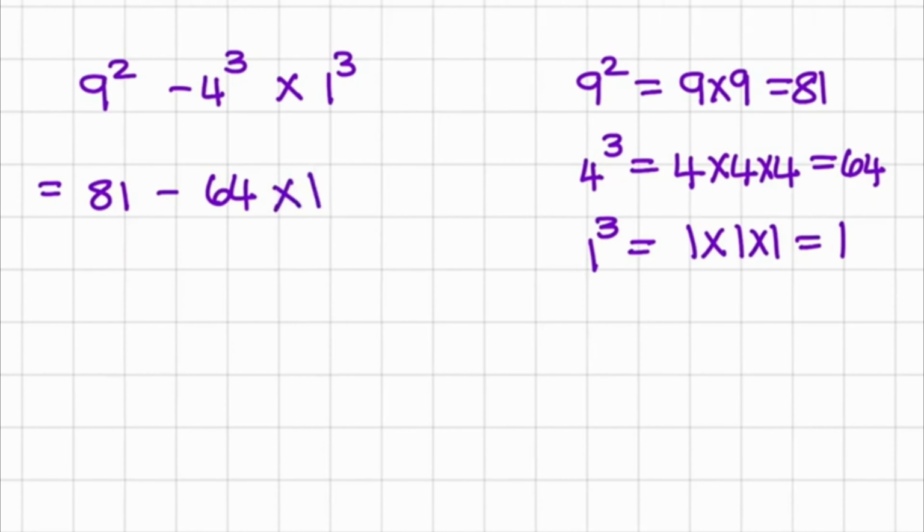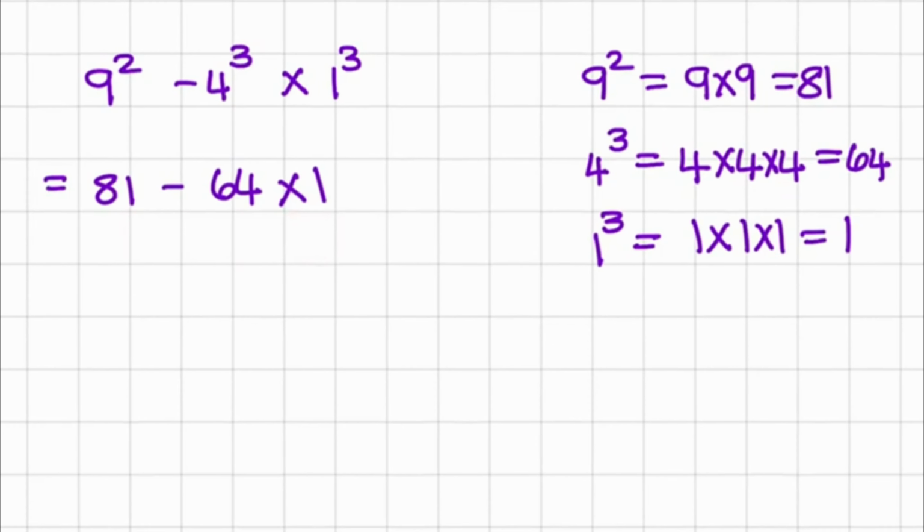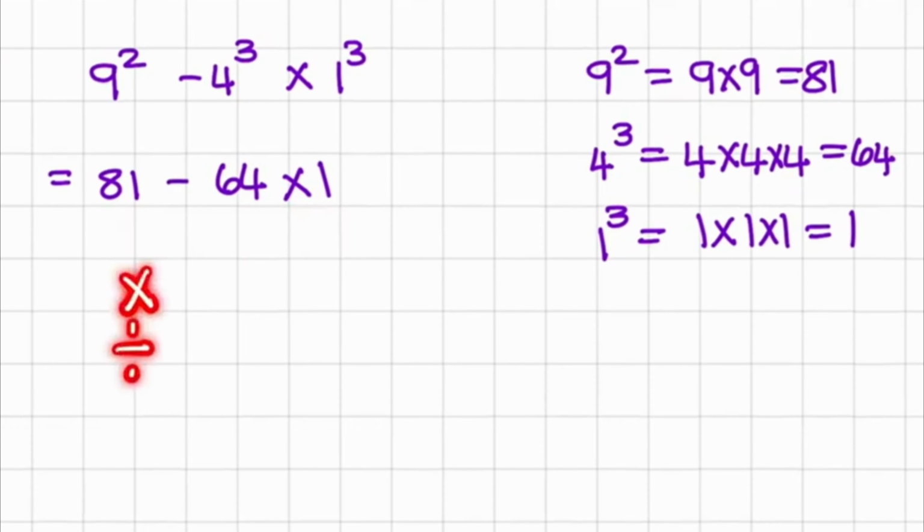Now the order of operations is important. So remember, we do calculations from left to right, and we would do multiplication and division before addition and subtraction. So from left to right, I see this multiplication. So I need to do that before addition and subtraction. And now that I dealt with the multiplication, I can say 81 minus 64, and that is equal to 17.